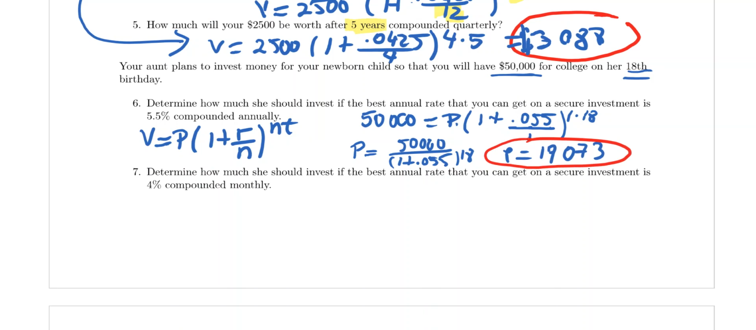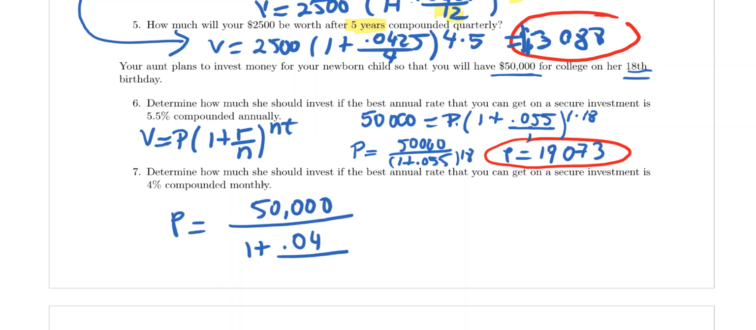Okay, so determine how much you should invest if the best annual interest rate is 4% compounded monthly. So basically, what is the only thing that is changing? The rate and N. So P is going to be, she still wants 50,000 divided by 1 plus the rate, which is 4%, so it'll be 0.04 now, divided by N, which is 12 because we're looking at monthly, to the power 12 times, she's still leaving it for 18 years.